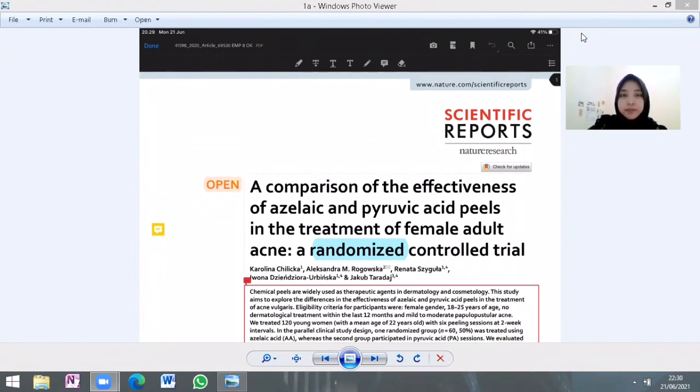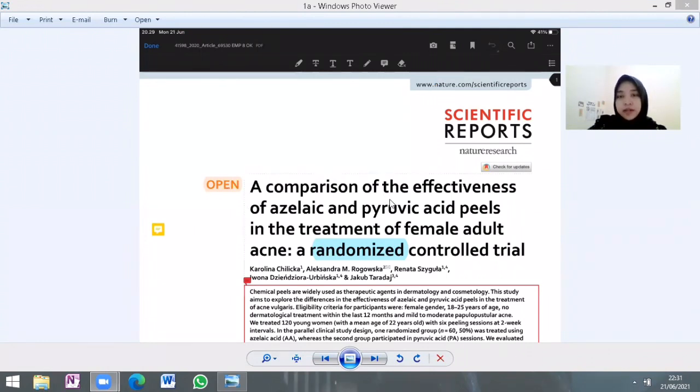And now I will present about the CONSORT 2010 checklist of information to include when reporting a randomized trial. So let's jump to the first item. The first item is item number 1A, identification as a randomized trial in title. In this article it is reported on page number 1. We can see it from the title.